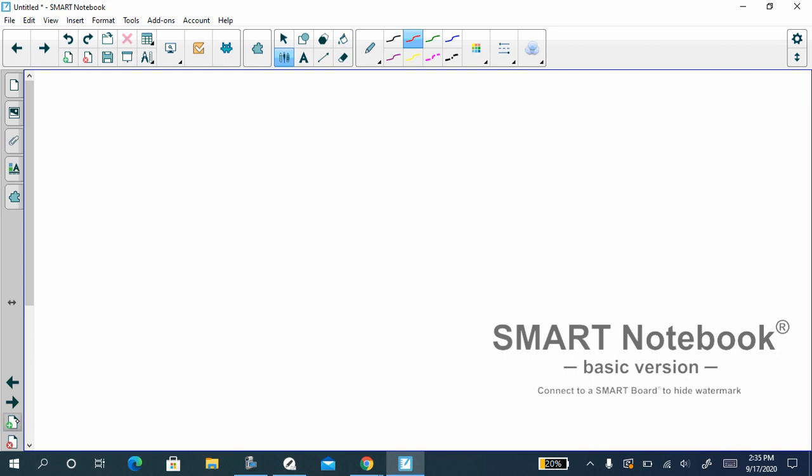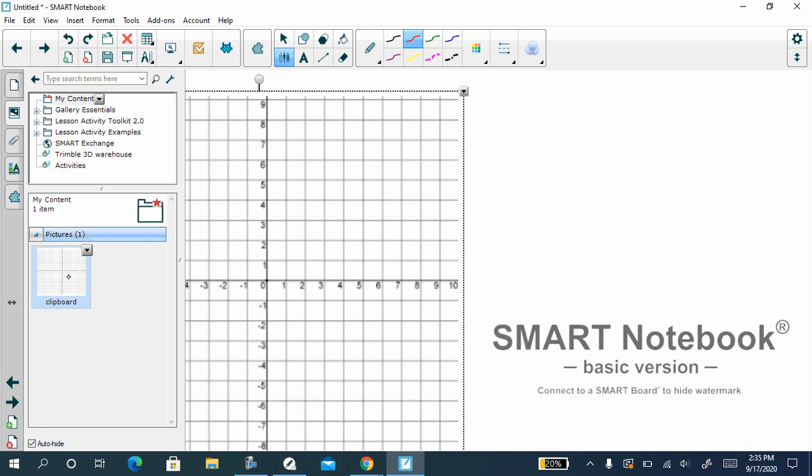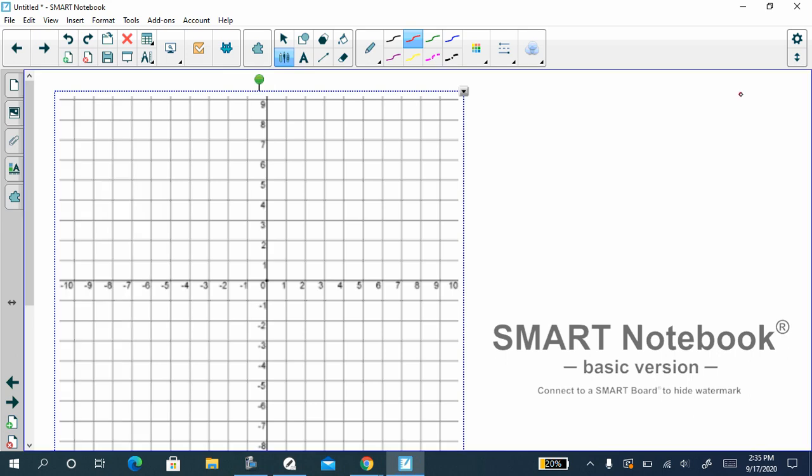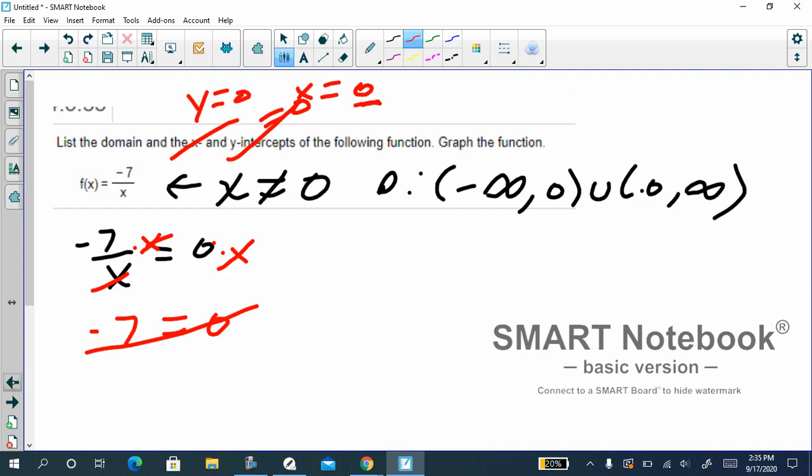So let's graph it. What we're going to do is begin by using our asymptotes. So where are our asymptotes? Well, this one, the denominator is 0 when x is 0. That's our vertical asymptote. Well, do we have any other asymptotes?